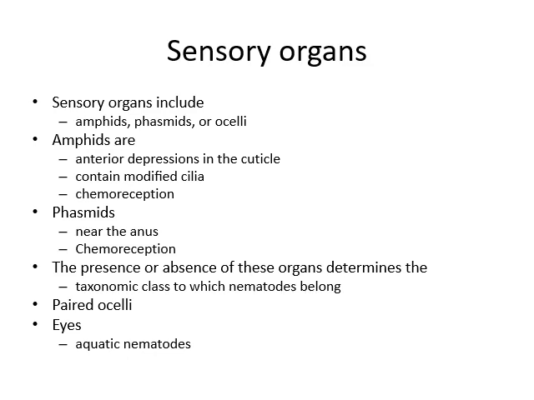Now, amphids are anterior depressions in the cuticle that contain modified cilia and are involved in chemoreception. Phasmids are present near the anus and are also involved in chemoreception. The presence or absence of these organs determines the taxonomic class to which nematodes belong. They have paired ocelli or eyes in the aquatic nematodes.